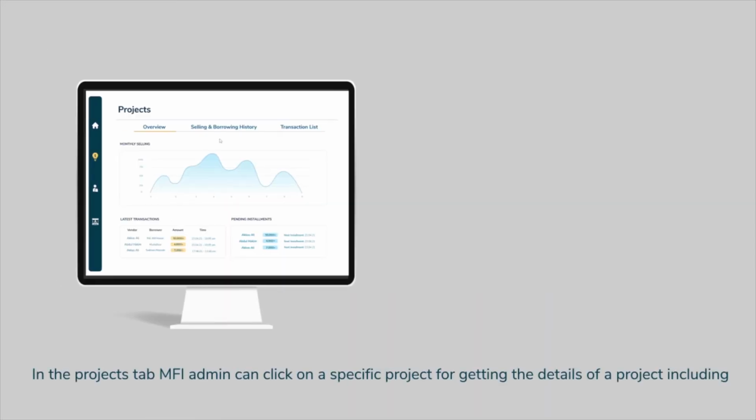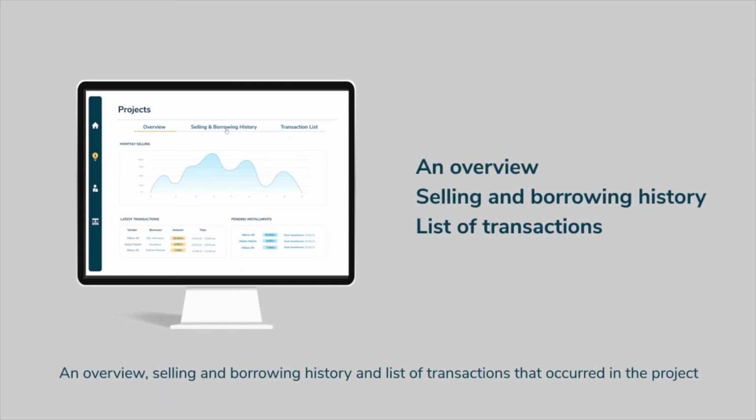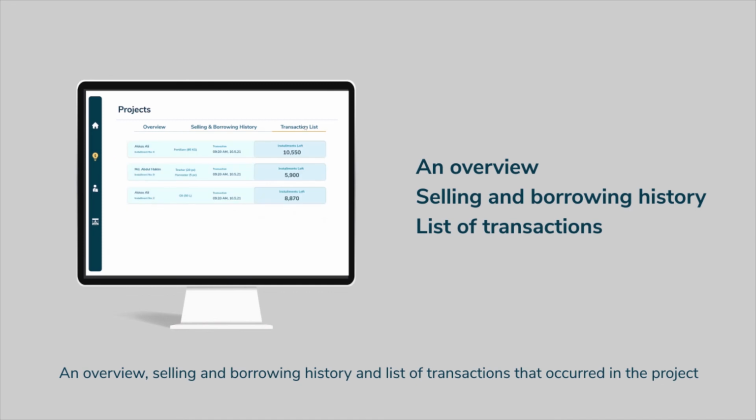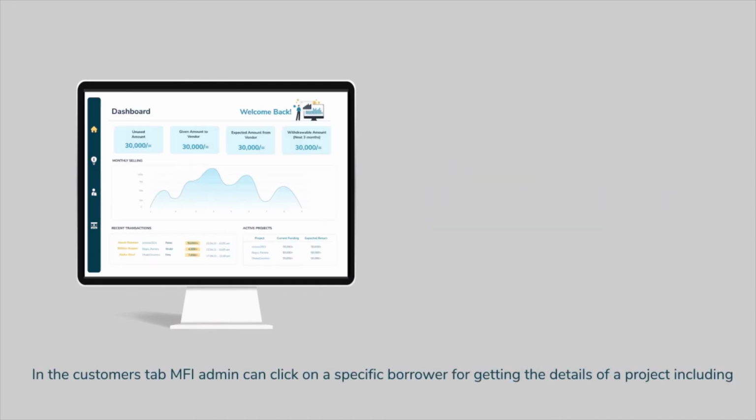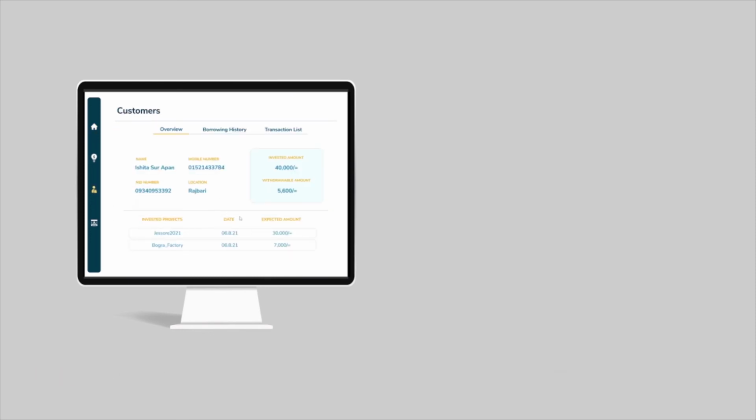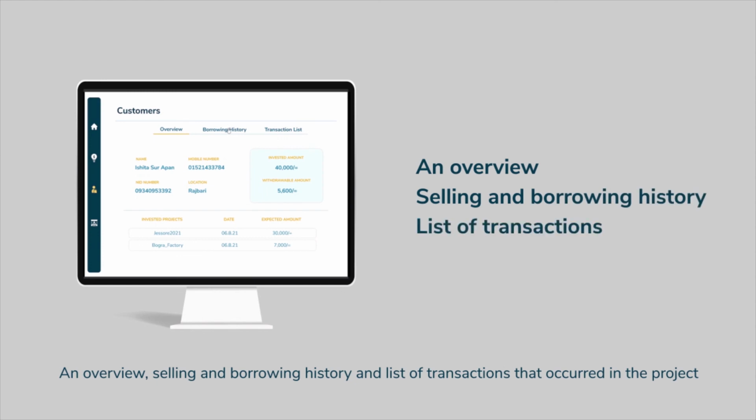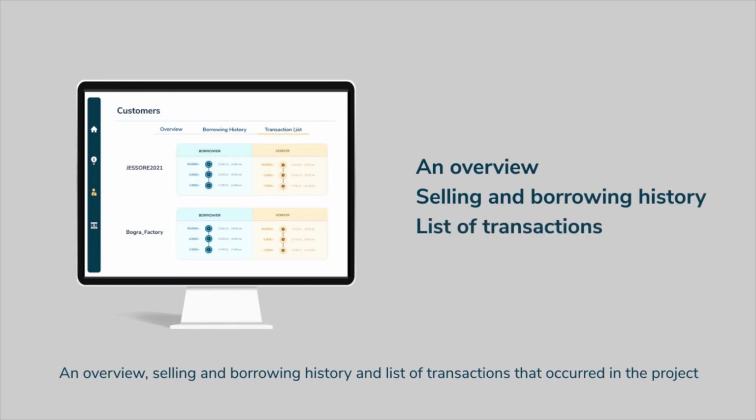In the Projects tab, MFI admin can click on a specific project for getting the details of a project including an overview, selling and borrowing history, and list of transactions that occurred in the project. In the Customers tab, MFI admin can click on a specific borrower for getting the details of a project including an overview, selling and borrowing history, and list of transactions that occurred in the project.